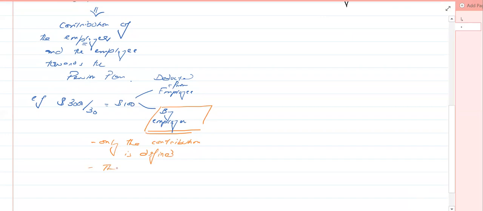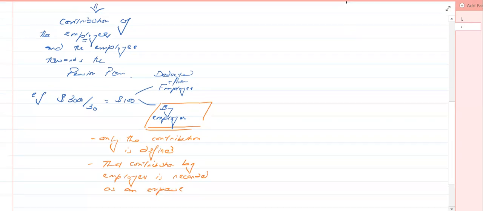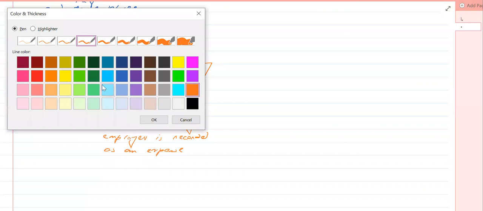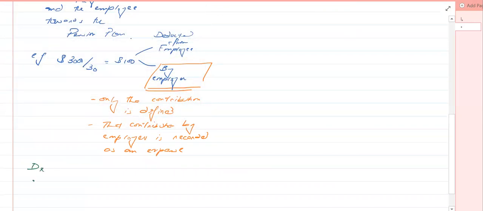That contribution by the employer is recorded as an expense. Now, how to write the journal entries of it? Because it's an expense, debit profit or loss. Whenever we are recording an expense or loss, we just debit profit or loss. We just write debit profit or loss, which represents the expense, and credit is contribution payable.